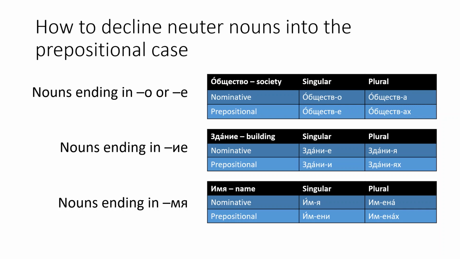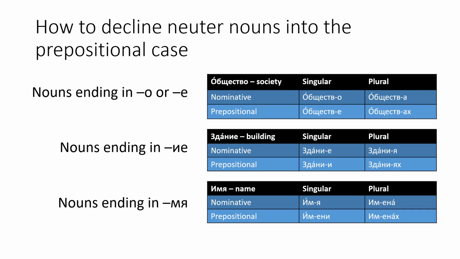So the other two tables have softer endings. We have zdanie, meaning building, and for any noun ending in ie, it will take a softer ending of i in the prepositional. And then in the plural, it's iach, just taking that softer ending. So zdanie goes to zdanii, and zdania in the plural goes to zdaniach. Finally, imya, meaning name.